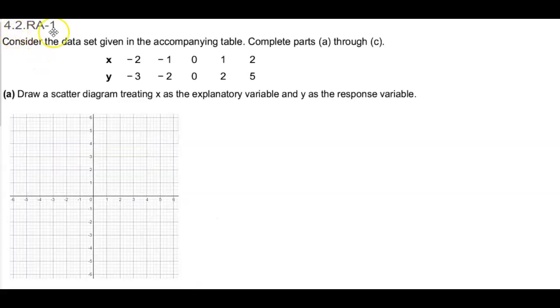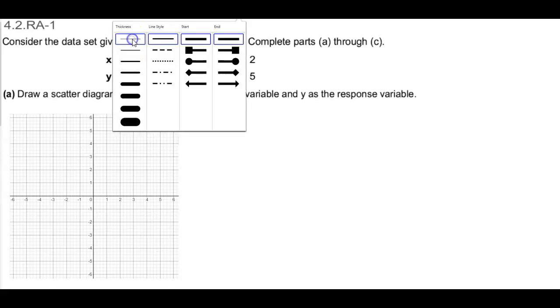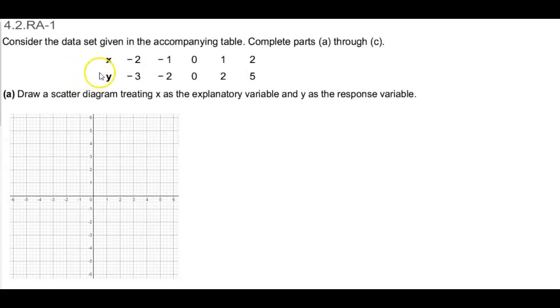Section 4.2 RA1. Consider the data set given in the accompanying table. We want to complete parts A through C. For the values of x, we have -2, -1, 0, 1, and 2. For the values of y, we have -3, -2, 0, 2, and 5. In part A, we want to draw a scatter diagram treating x as the explanatory variable and y as the response variable.